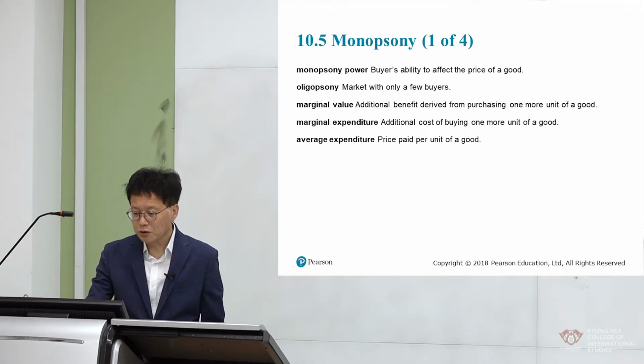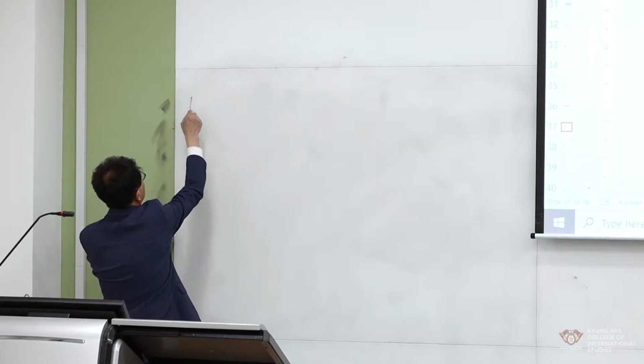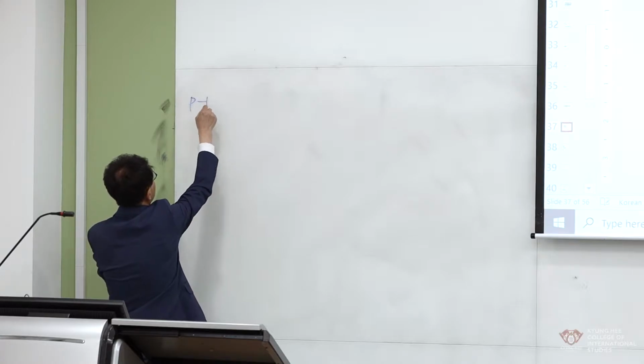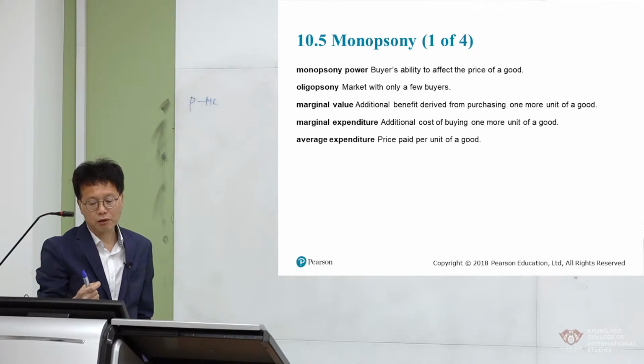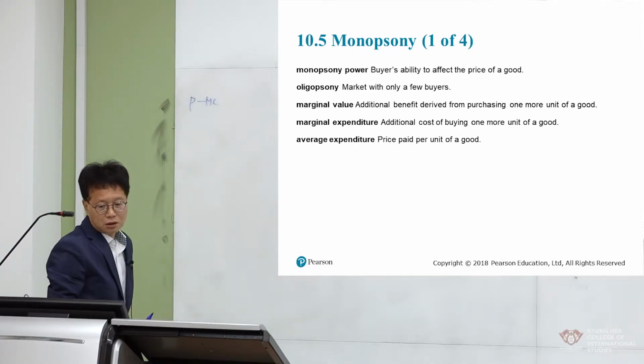Section 5, monopsony. Monopsony power is the buyer's ability to affect the price of goods. In the monopoly case, charging a higher price than marginal cost is monopoly power, right? Monopsony power means the power to lower its purchasing price.